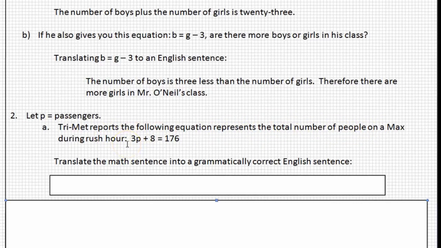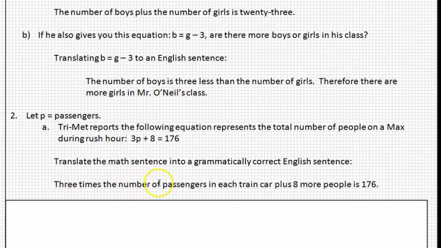3P plus 8 equals 176. So I'm going to translate that into a grammatically correct sentence, using as few words as possible, but also being to the point and representing each term. So you need to address each term. We know that P equals the number of passengers, so let's take a look.